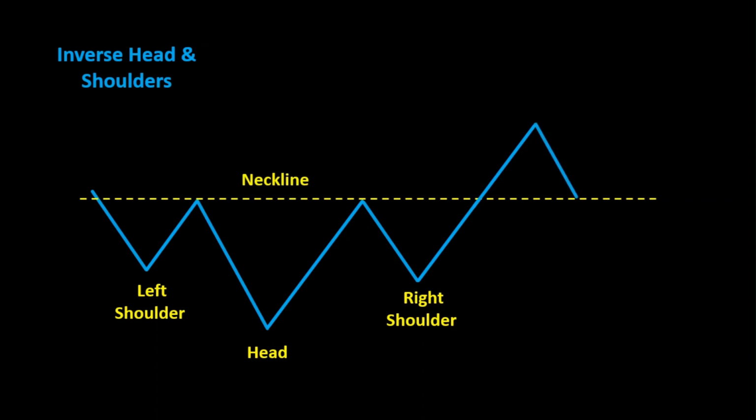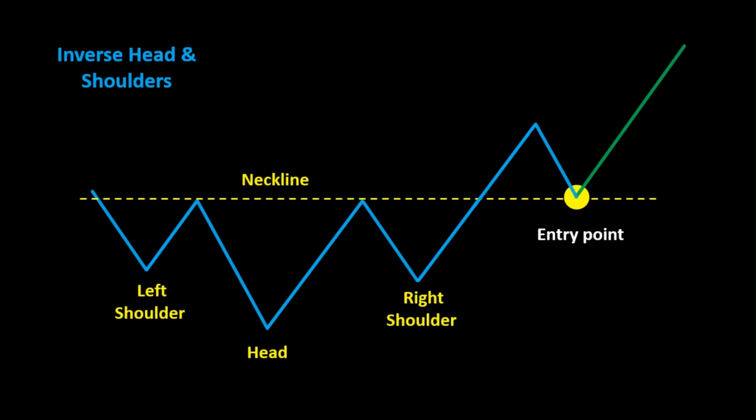You can either enter a buy position immediately after the breakout, or wait for a pullback to the neckline. If the price shows signs of rejection from the neckline during the retest, it provides a more conservative and potentially safer entry for a buy trade. The inverse head and shoulders pattern forms at the bottom of a downtrend and signals a potential reversal to an uptrend, indicating a possible buying opportunity.